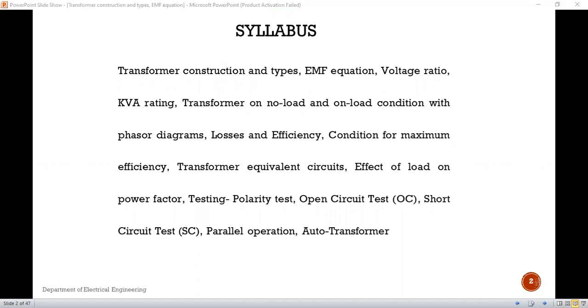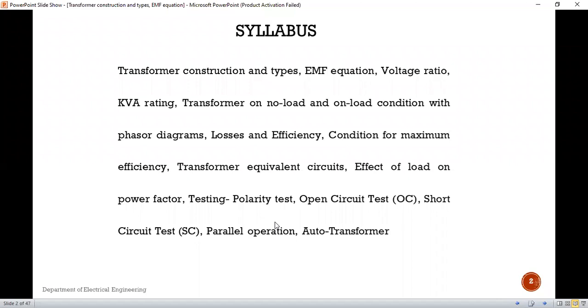on the generator nameplate, the output power of the generator is presented, in kilowatt, or it may be represented in watt or kilowatt. Why is the power rating of the transformer given in kVA? That is the kVA rating. Then transformer on no load and on load condition with phasor diagram.